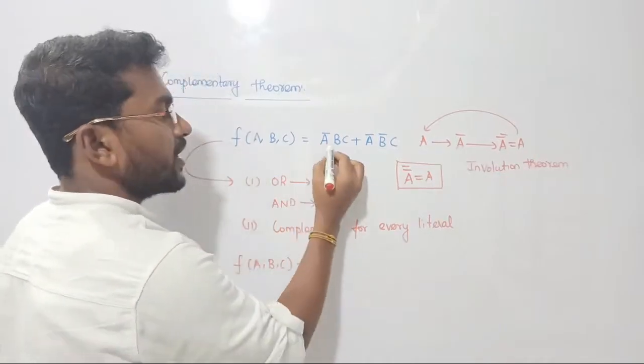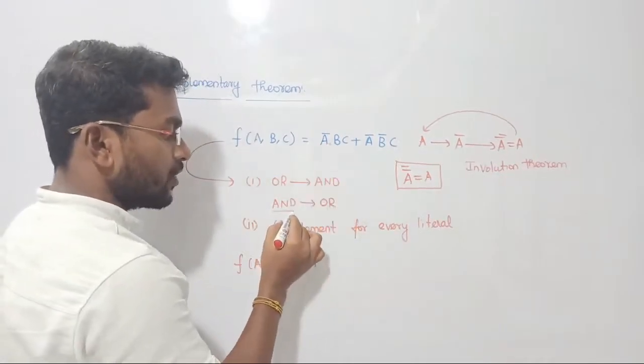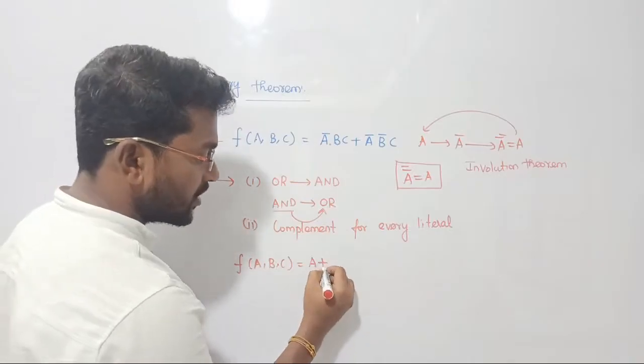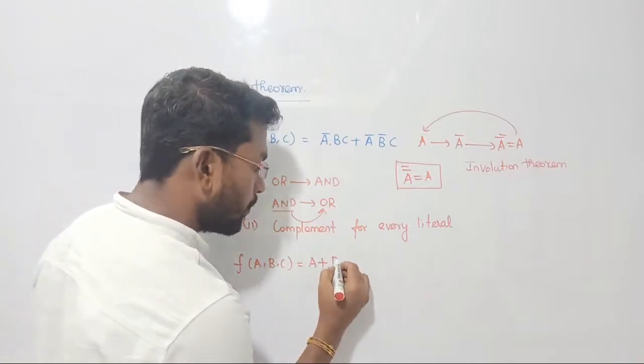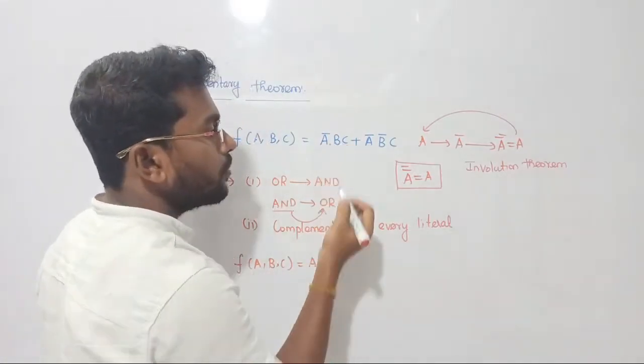And then see, here we have a dot. Dot means AND, so we should transform it into OR. OR means addition. Next I have b; b will become b bar. Then here, b dot c.